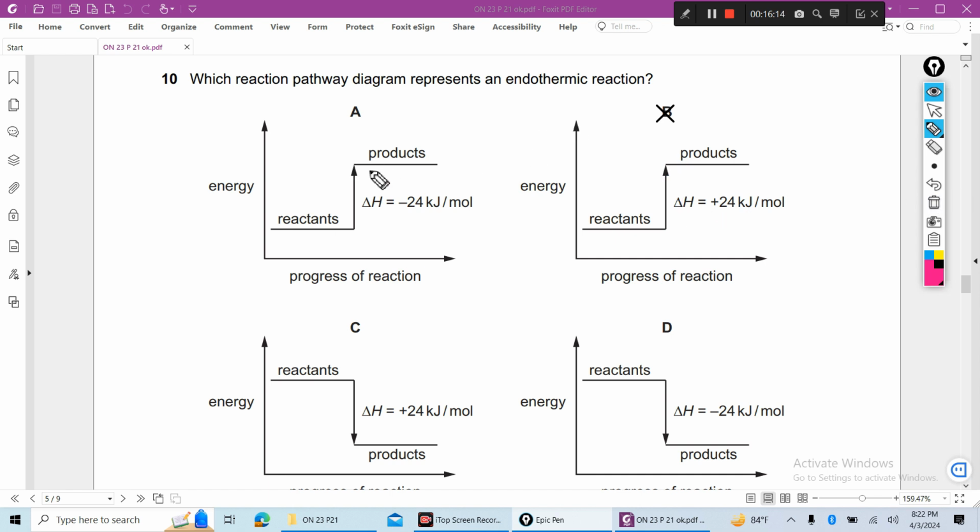So A is wrong. Why? Because delta H is given negative. No, delta H will be positive. And C is the diagram for exothermic reaction. But the question is asking you endothermic reaction. And D also exothermic reaction. So answer is B.